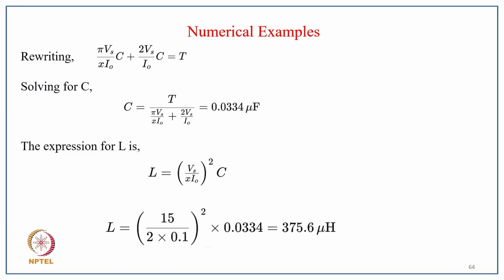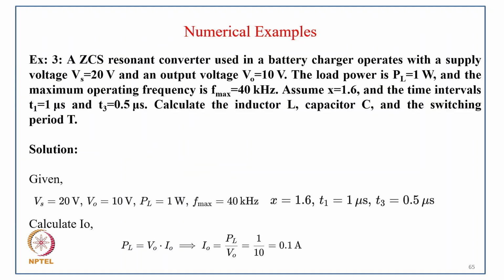C equal to T upon pi Vs upon X I0 plus 2 Vs upon I0, equal to 0.0334 microfarad, and the expression of inductor L equal to Vs upon X I0 whole squared by C. So from which, putting the value, we get L equal to 375.6 microhenry.